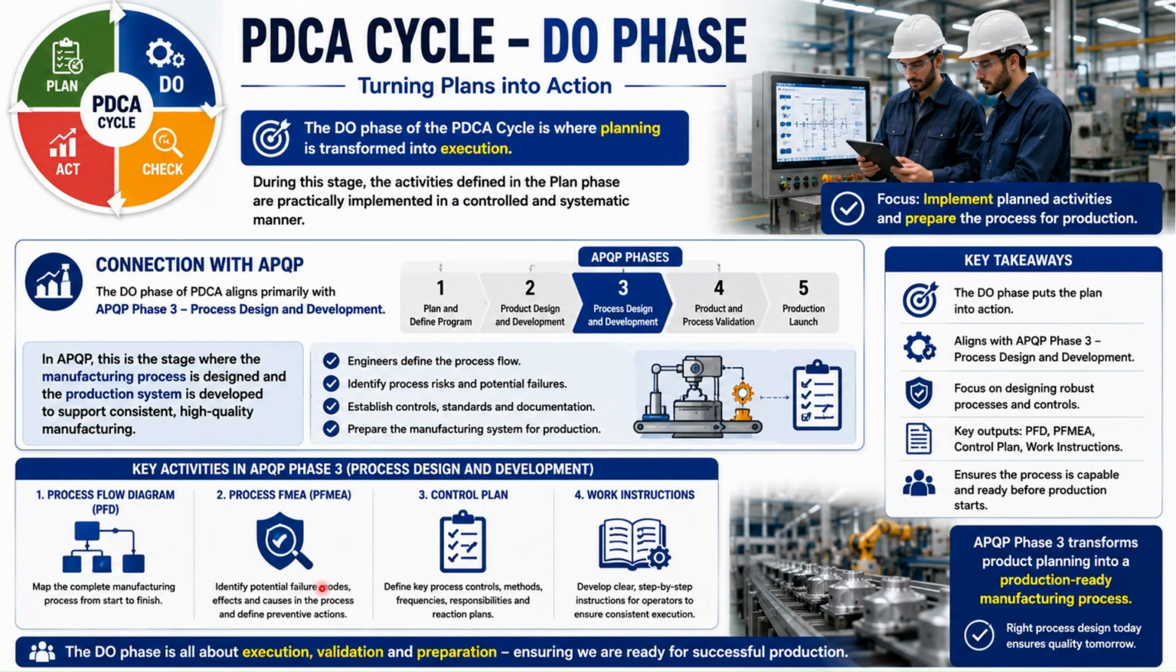That's why the primary objective of the do phase is to implement the planned activities, validate the manufacturing process, and prepare the organization for successful production. Now that we've seen how the do phase aligns with APQP Phase 3, let's explore another important connection. How does the do phase of the PDCA cycle relate to the 8D problem-solving methodology?